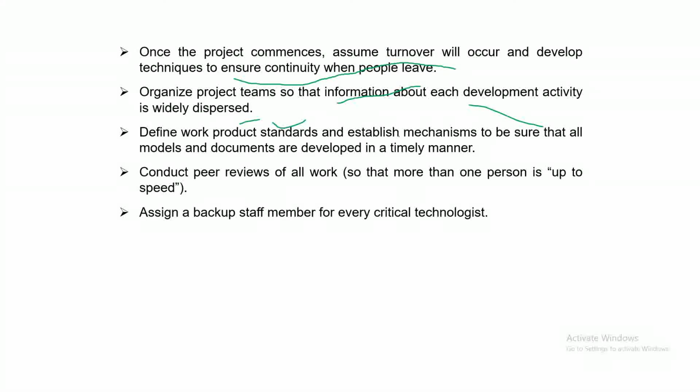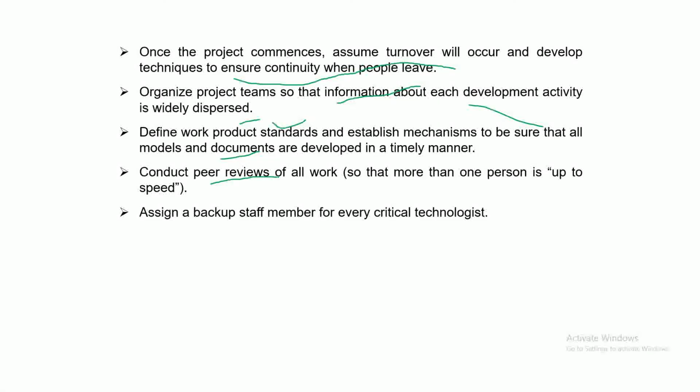Define the product standards, and establish mechanisms so that things are well documented and kept stored in a repository, where all the teammates can access these documents and benefit. Conduct peer reviews of all work. Whatever work is done by person A, ask persons B, C, D to review it, so that B, C, D will have an idea of what A has done.